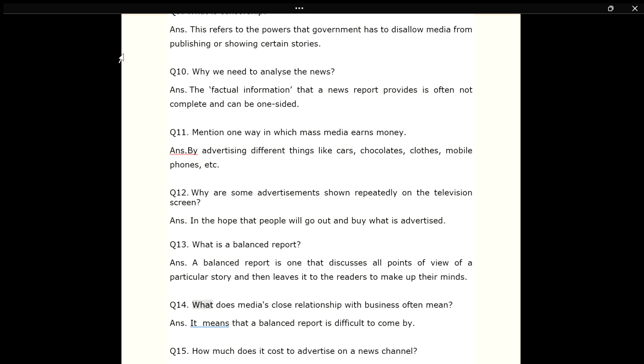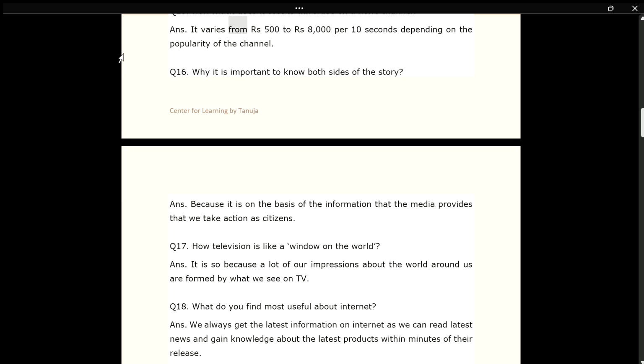Q14. What does media's close relationship with business often mean? Ans. It means that a balanced report is difficult to come by. Q15. How much does it cost to advertise on a news channel? Ans. It varies from 500 rupees to 8,000 rupees per 10 seconds depending on the popularity of the channel.